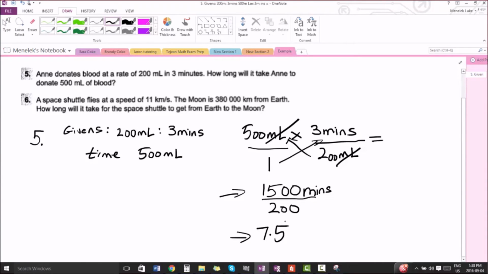So 7.5, what would be our units? Minutes. That's right. From here on, we make a therefore statement. So therefore, Anne donates blood. Therefore, it would take Anne 7.5 minutes to donate 500 milliliters of blood. Right? And that's what we would write in our therefore statement.